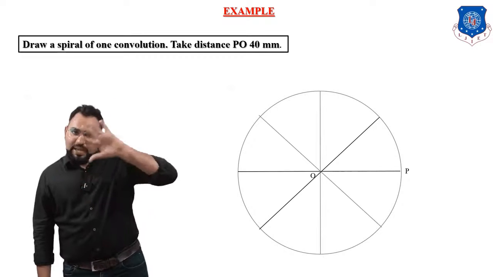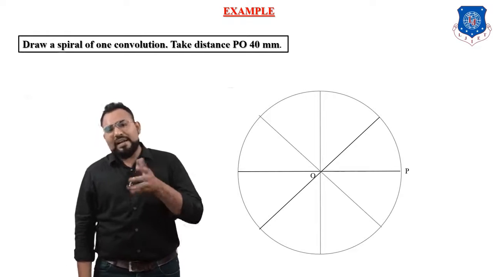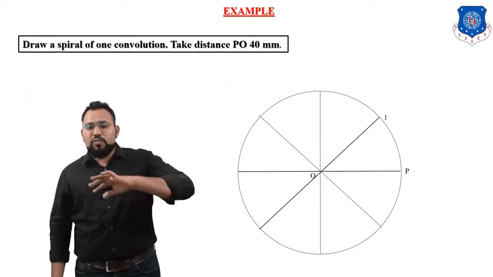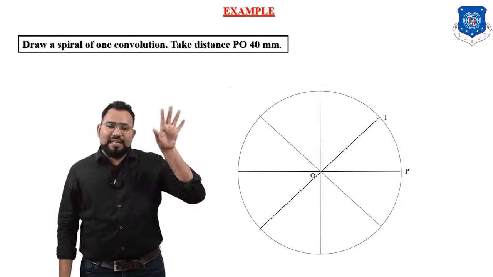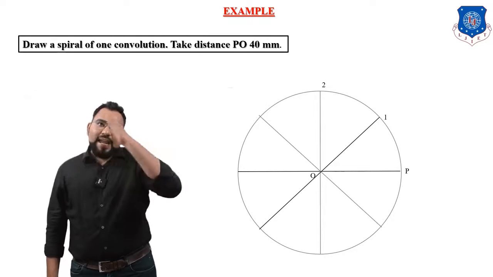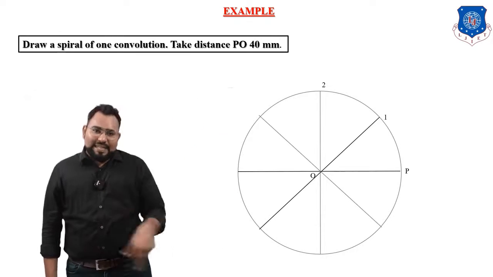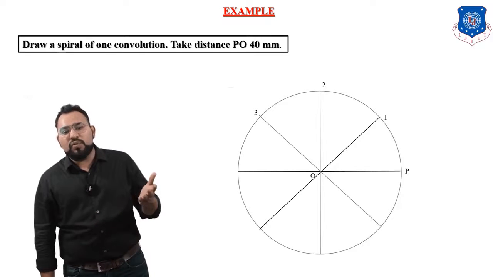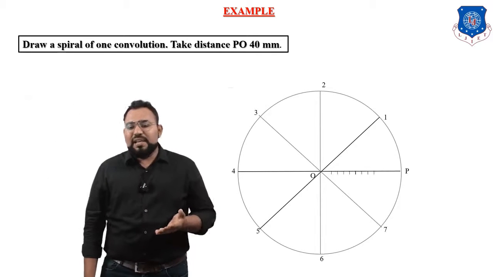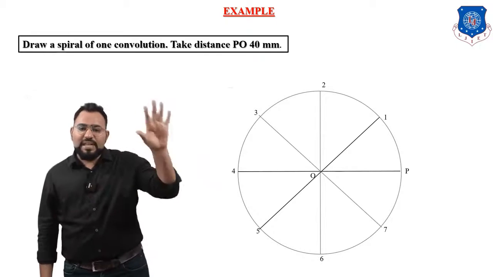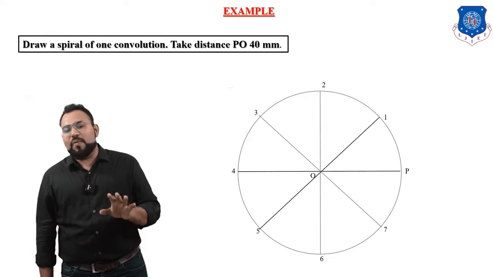You can give the numbering in either clockwise or anti-clockwise direction. The choice is yours. Both ways are right. Here I am going to give numbering in the anti-clockwise direction. I am assuming that OP is rotating anti-clockwise 360 degrees until it reaches the original position. So let us give numbering 1, 2, 3, 4, 5, 6, 7, and again it is going to become P. This is how you can give the numbering in anti-clockwise direction.